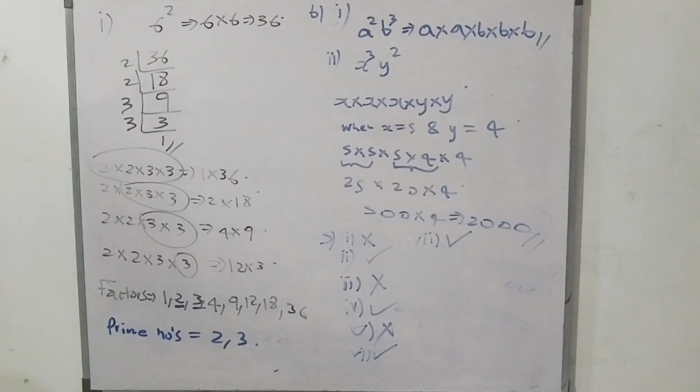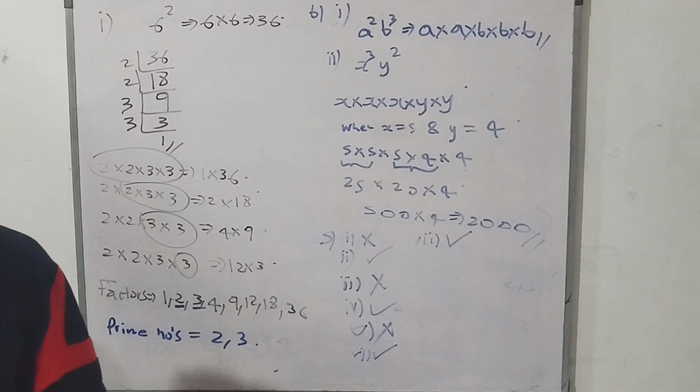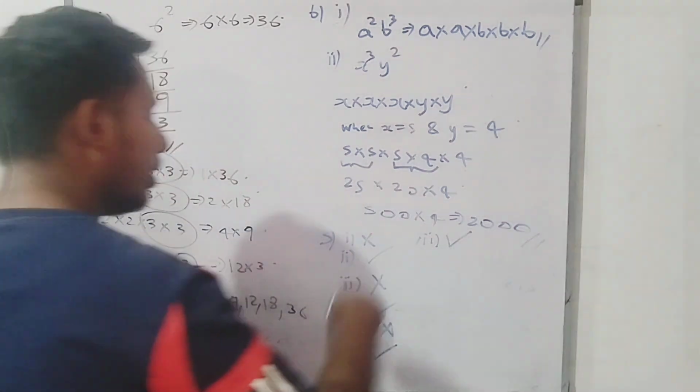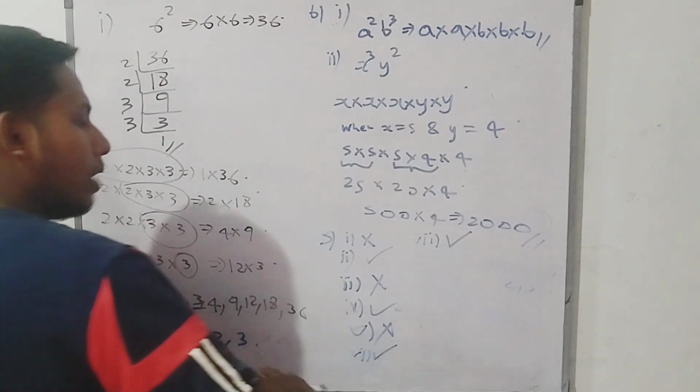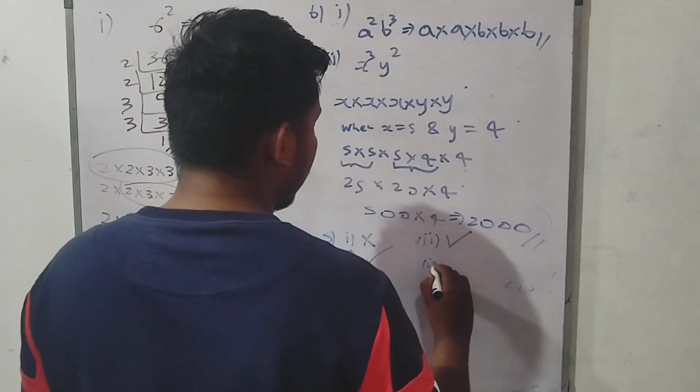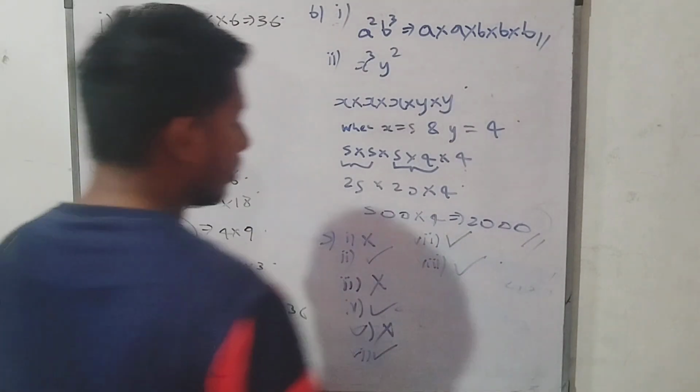The highest common factor of 12 and 13 is 1. Correct, because 13 is a prime number and 12 is an even number. Now a prime number and an even number, definitely the highest common factor is 1. That is also correct.